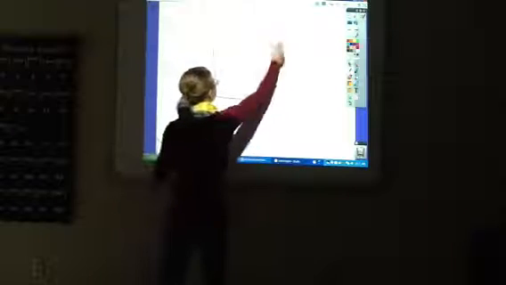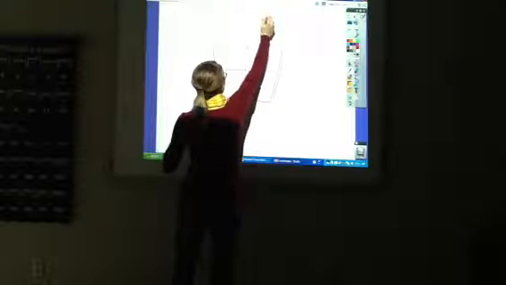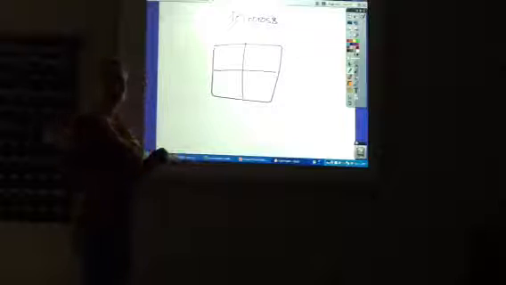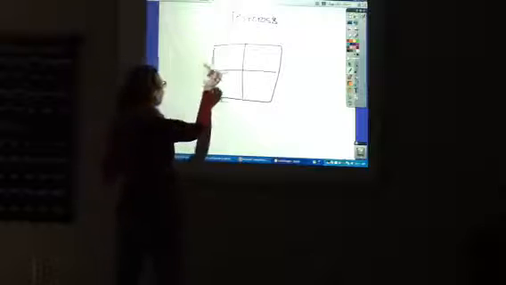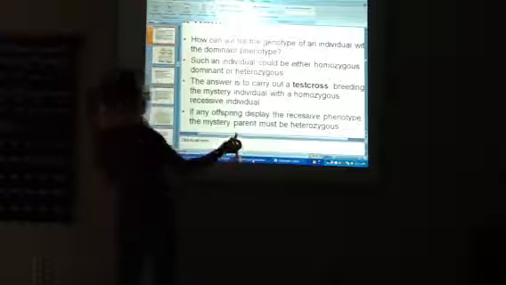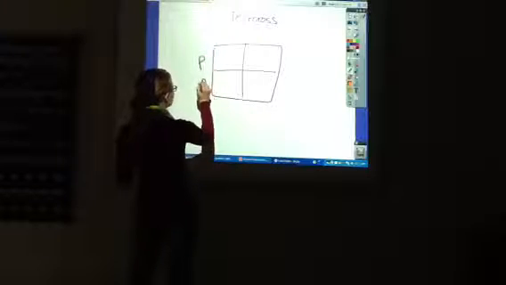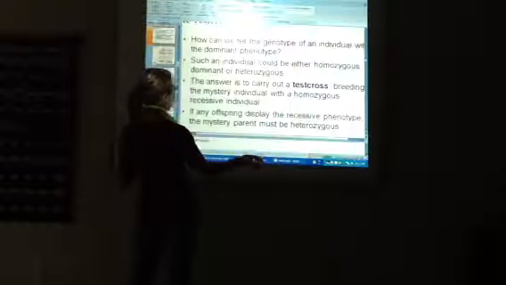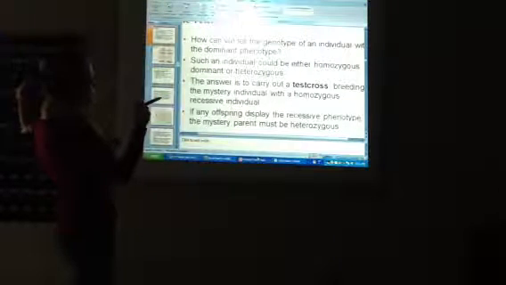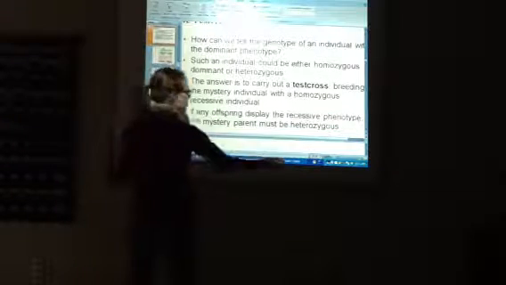So we have our test cross, right? That's what this is going to be. Now, in order to find out the mystery parent, we would cross the individual with a homozygous recessive individual. So let's just say little p, and the mystery individual, okay, homozygous dominant or heterozygous. So we're going to do both.